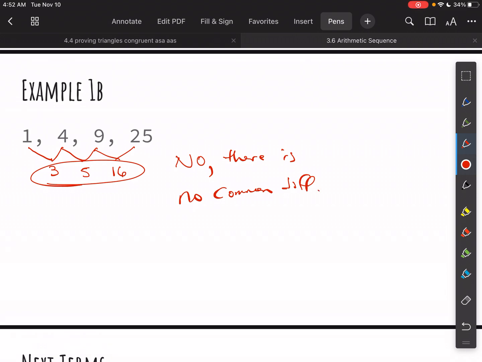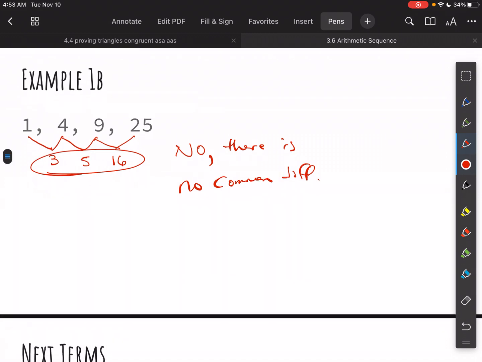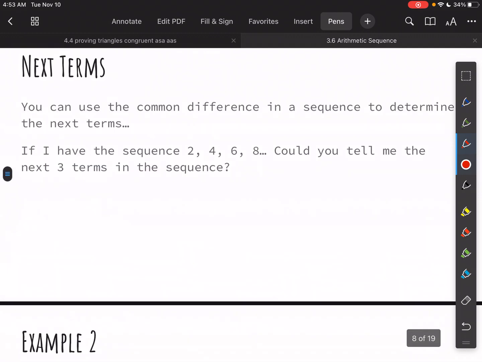And then we're done with 1b. Okay, so we're just really trying to identify patterns, counting patterns. If we're going up by a constant amount, we're adding by a constant amount, that's going to be an arithmetic sequence. If we're not, it is not. Alright, so the next terms.